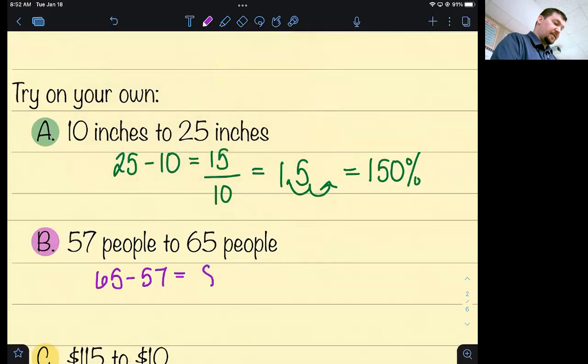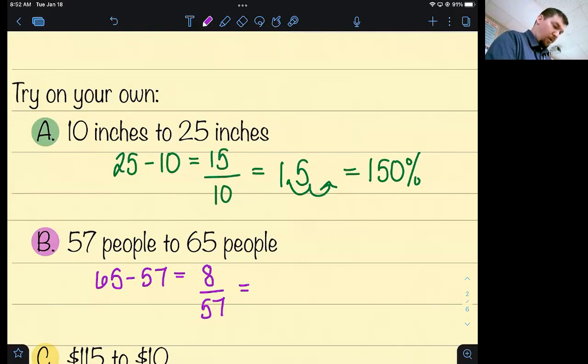And that's a difference of 8. We put 8 over the first number, the original number, which is 57, not 65. I noticed that being a big issue in last period. If they were getting it wrong, it's because they were putting the wrong number on bottom. Put the original number on bottom, original first. Then we're going to divide that. Subtract, divide, and slide. So we've done the subtraction. Now we're going to do the dividing.